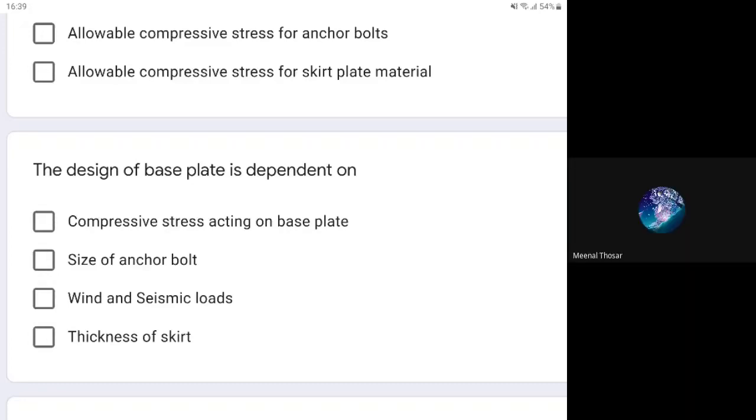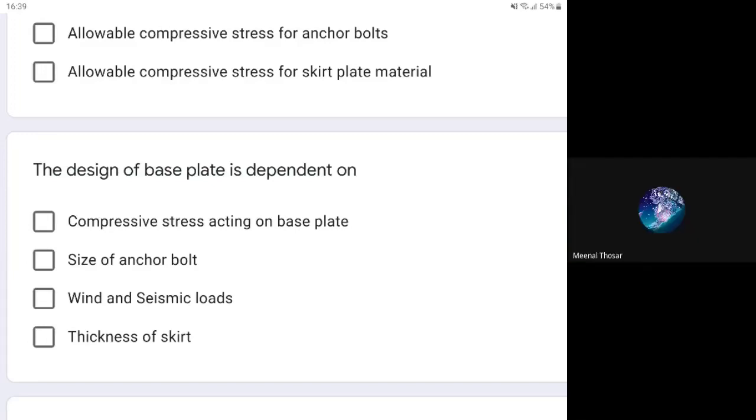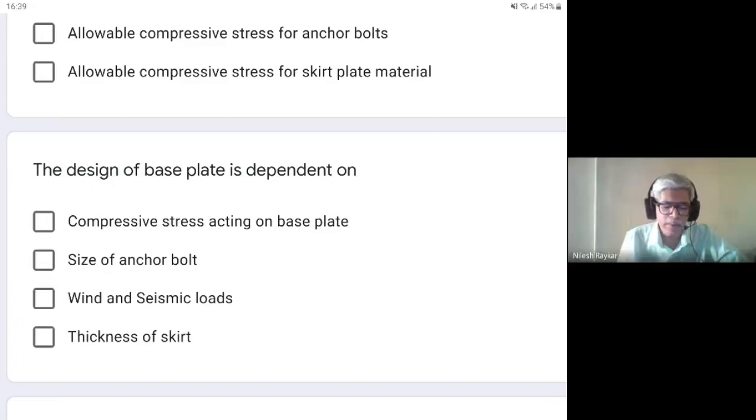Yes, sir. Okay, because of? Because of the weight of the vessel. Okay, so what is limiting this compressive stress? If you find that the compressive stress acting is governing, that means something must be limiting this compressive stress. So the compressive stress on base plate is limited by what?